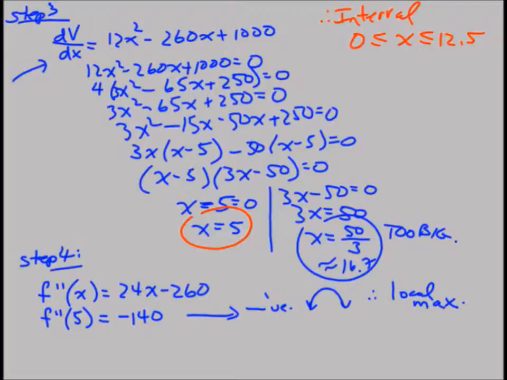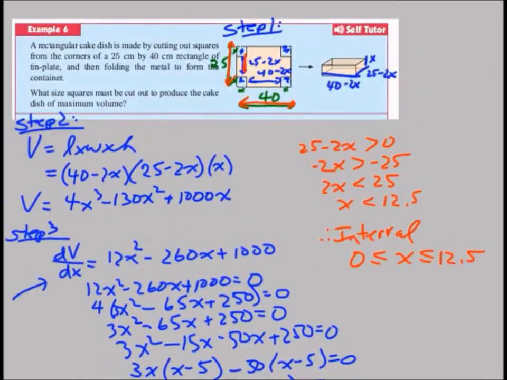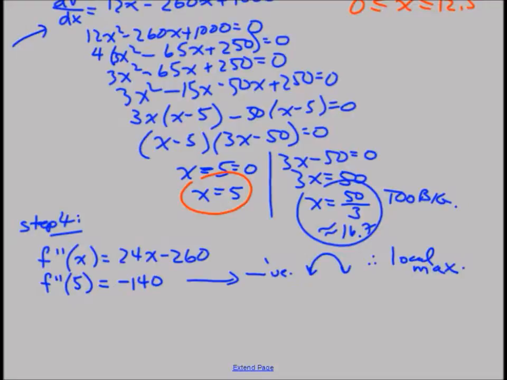And so we have our answer then. The maximum volume is obtained when x equals 5, which means 5 centimeters cut from each side. So each of these is 5 centimeters, this is 5 centimeters. So step 5, what size squares must be cut out to produce the cake dish? The squares must be 5 centimeters by 5 centimeters to produce the maximum volume.